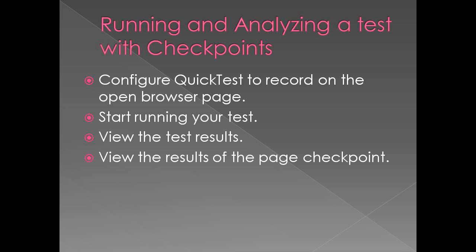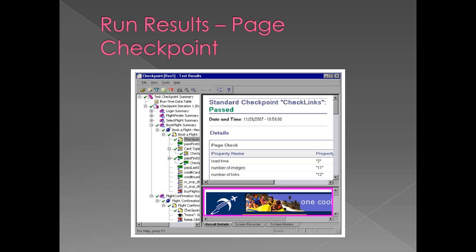3. View the test results. When Quick Test finishes running the test, the results window opens. The test results should be passed, indicating that all checkpoints passed. If one or more checkpoints had failed, the test result would be failed. 4. View the results of the page checkpoint. In the results tree, expand Book a Flight, Summary, and highlight checkpoint checklinks.